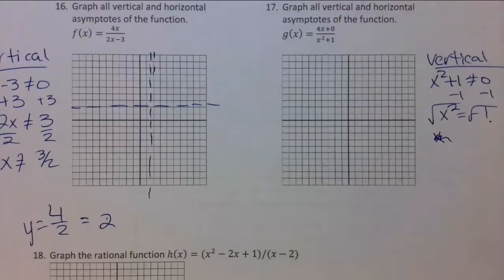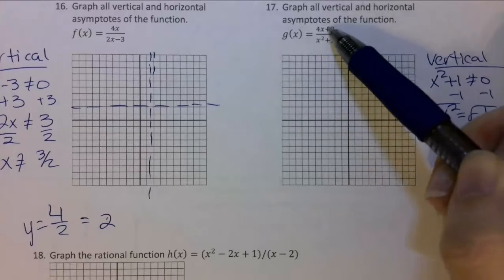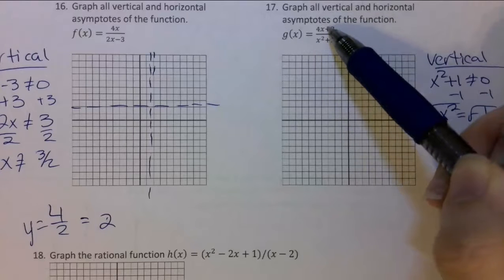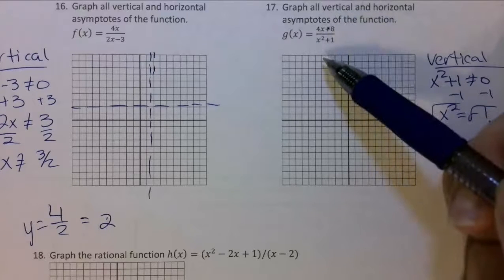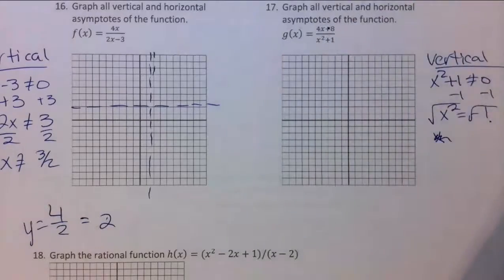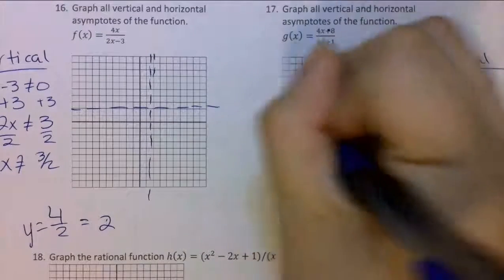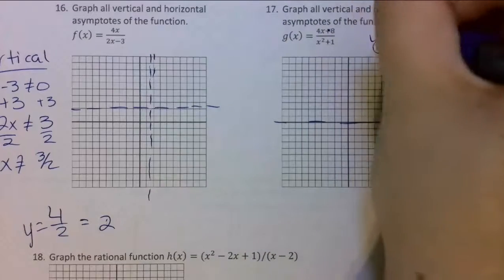There's no vertical asymptote. For my horizontal asymptote, notice that the degree of the numerator is less than that of the denominator. When that happens, that means my asymptote is just y equals 0 for the horizontal.